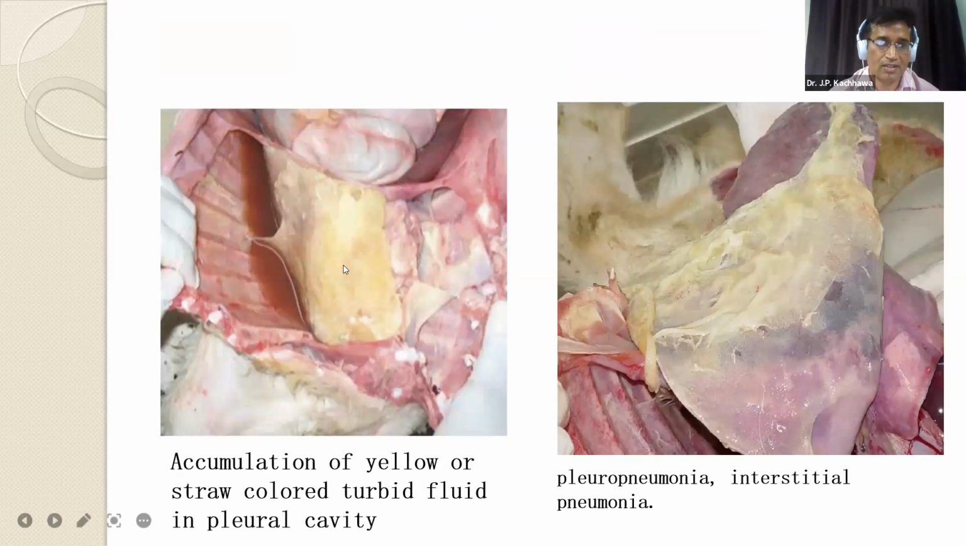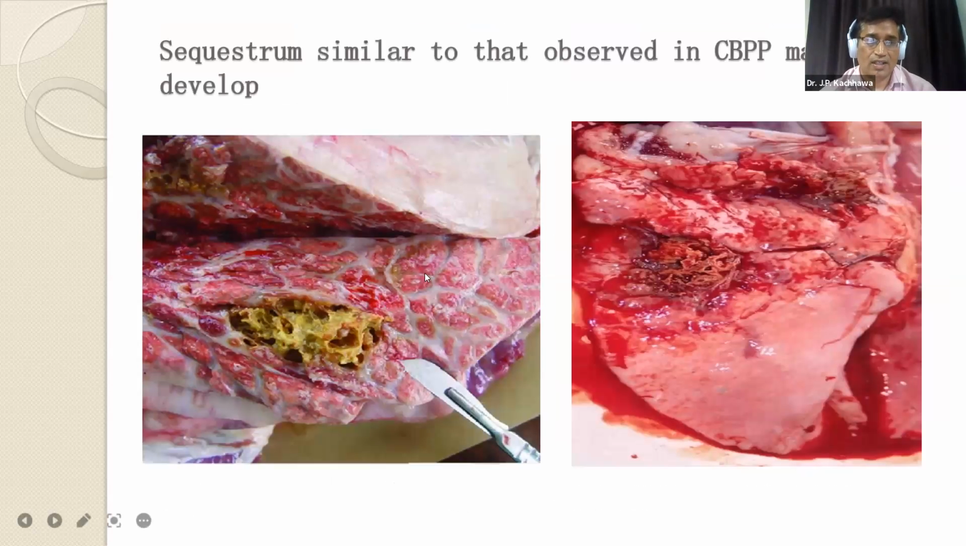In this picture, we can see the extracellular fluid in the pleural cavity, and in this photograph, we can see the interstitial pneumonia. This is a very important photograph.